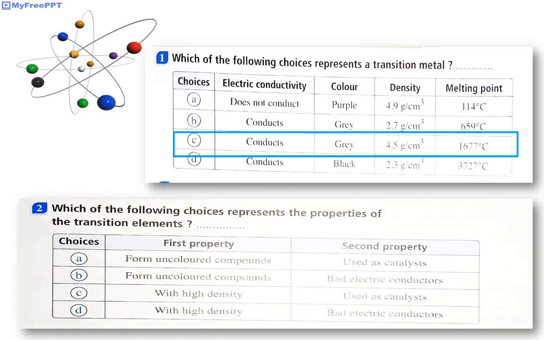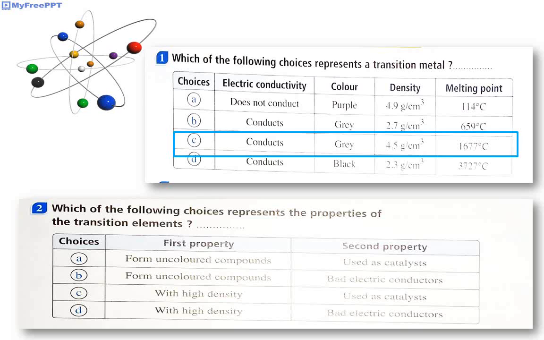Another question we have here: which of the following choices represents the properties of transition elements? We have here the first property and the second property. The first one: form uncolored compounds and used as a catalyst. Form uncolored compounds, bad electric conductors. So the second one will not be important to us. Third one: high density, used as a catalyst, with high density and bad electric conductor.